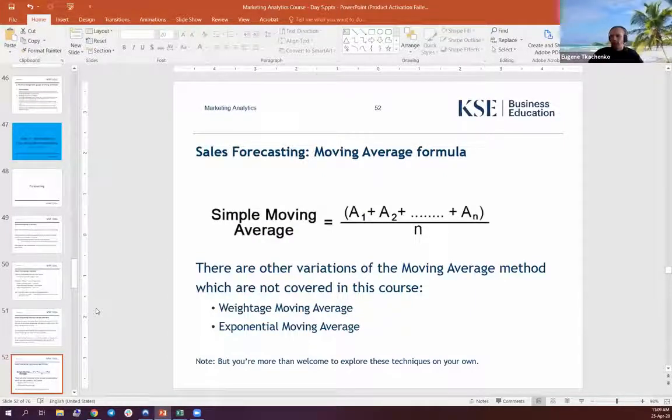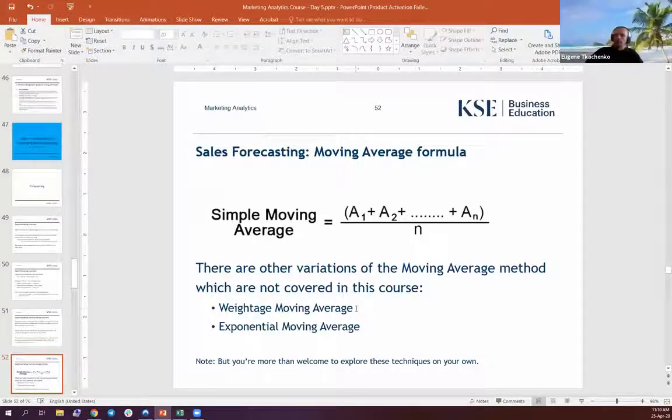Again, if you're talking about simple moving average representation, it would basically be the number of years, and you are taking the average of those. However, there are certain adjustments you can make. And again, those are not covered in this course. So you can use weighted moving average.